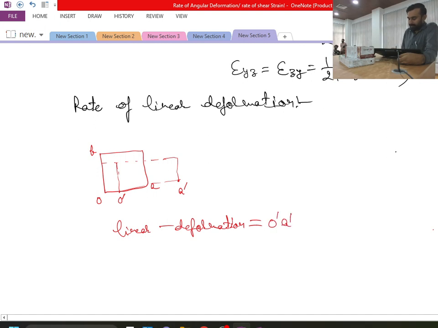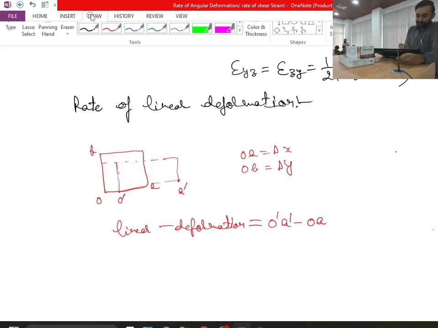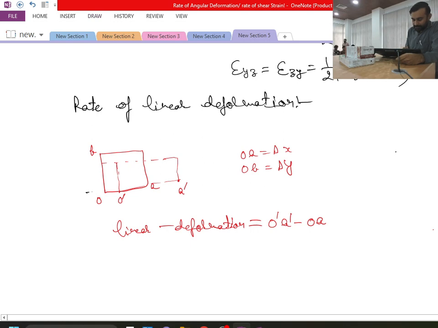O dash A dash, that is the new length of the fluid element, minus the original length of the fluid element. So original length of the fluid element is OA. Is this point clear? O dash A dash minus OA. That will be my linear deformation. Okay. So we have to now quantify this. So how to quantify? OA was equal to delta x and say OB was equal to delta y. So these were the original sizes. Now if I have to determine the velocity, then say velocity in x direction at this point is u. Okay, what will be velocity at point A?